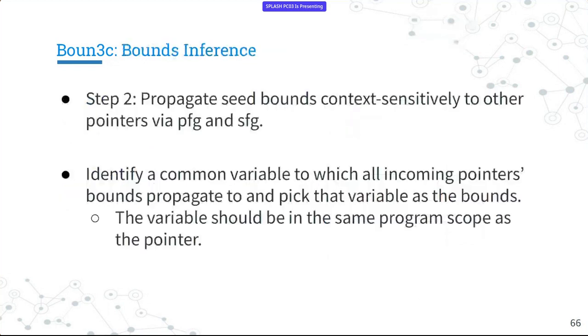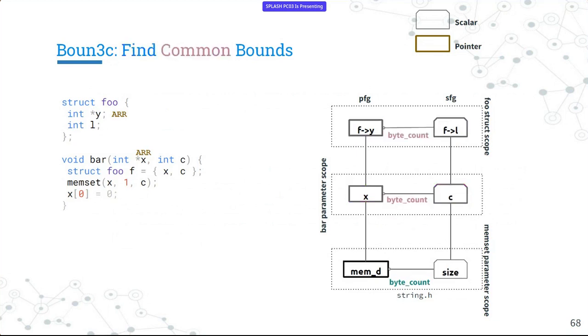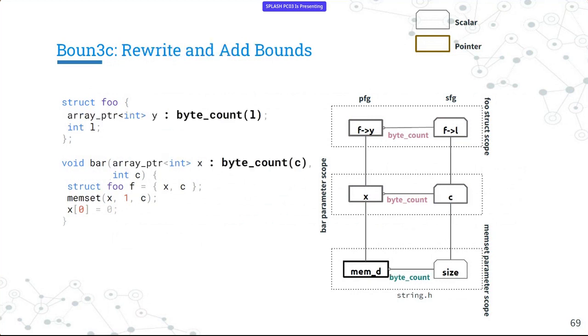And then we propagate this information along the pointer flow graph and scalar flow graph. Once we propagate it, we find the common variable where the bounds get propagated, and we see if the variable is within the same program scope as the pointer, in which case that becomes the bound. Okay? And then once we figure out the bounds, we do the rewriting. This is what the final code looks like.